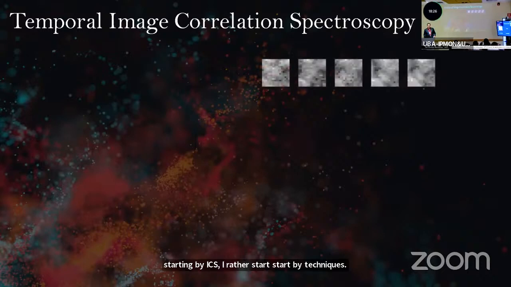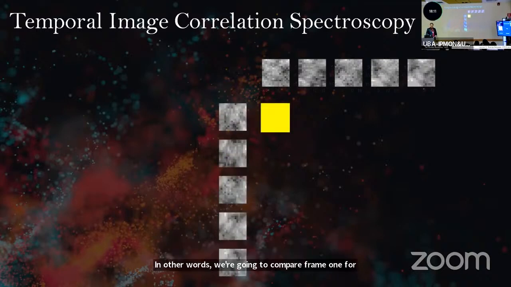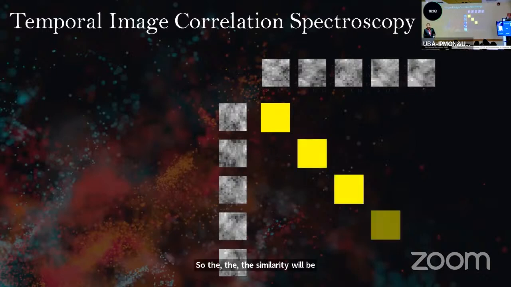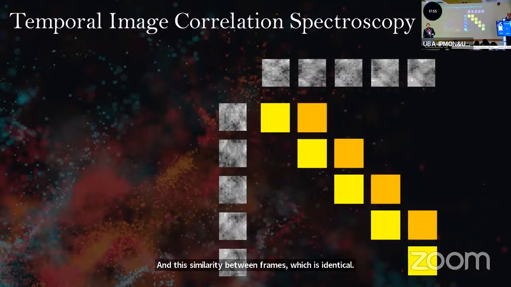Now we have, let's say, 5 images or 5 frames that we have acquired sequentially, one after the other. And what we're going to do is compare, similar to what we did in FCS, how the signal looks like itself as a function of time delay. In other words, we're going to compare frame 1, for instance, with frame 1, and it's going to look exactly like itself. So the similarity will be maximum at that delay time. We will do that for all of the other frames, and this similarity between frames, which is identical, will be averaged later. But now we're going to start considering frame 1 with frame 2, with frame 3, 4 with 5.